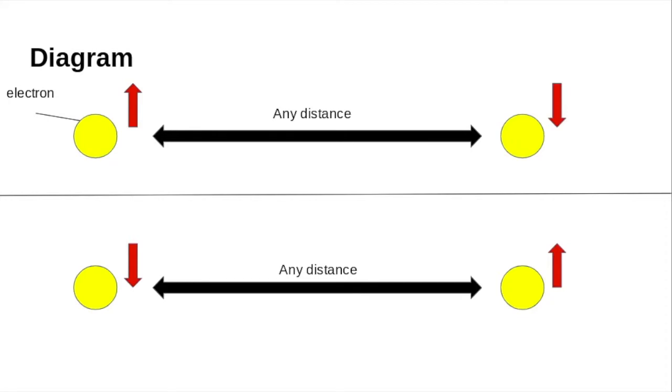So in the first scenario on the left, we see the first entangled electron has been measured to have spin up, so it's determined across any distance that its entangled electron partner has spin down. And in the second scenario, the first entangled electron has been measured to have spin down, so it's been determined that its entangled electron partner has spin up.